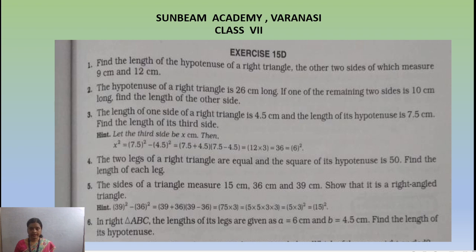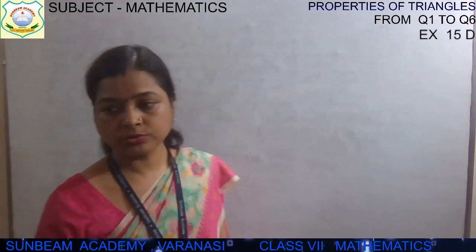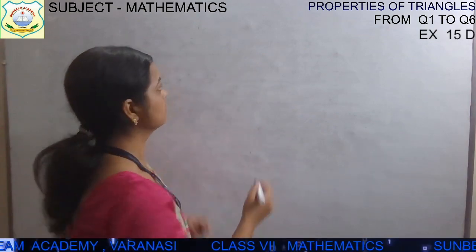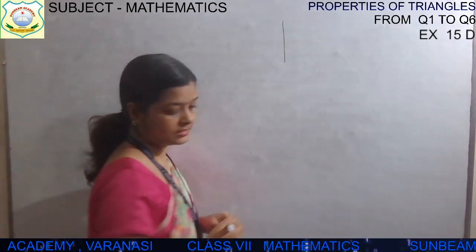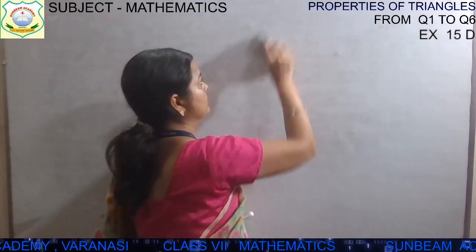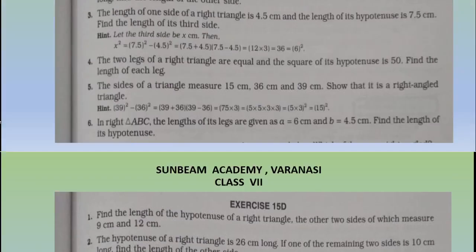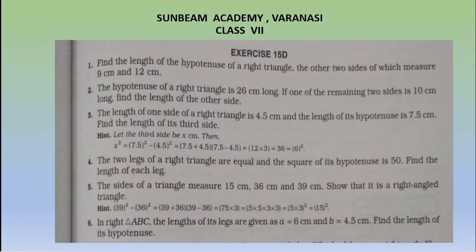Now before starting the exercise, let me tell you exactly about the Pythagoras theorem. For that we have to draw a triangle, so now I am going to draw a triangle. Again I need a ruler, children. Before that, let's see the question first. Children, the first question of exercise 5D is given, and we have to find the length of the hypotenuse of a right triangle whose other two sides are given.